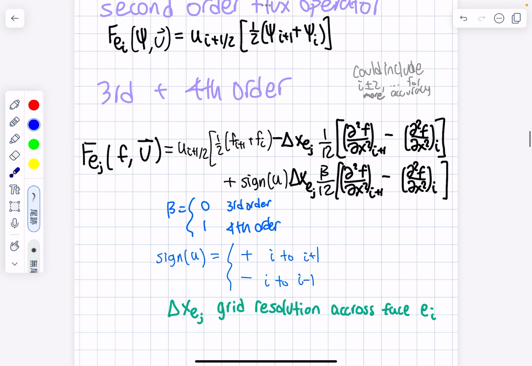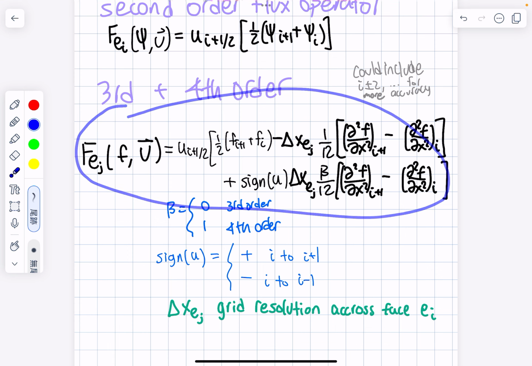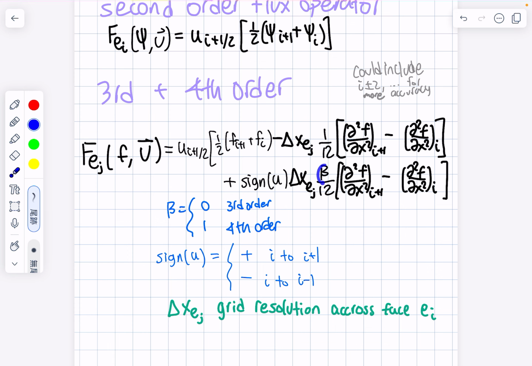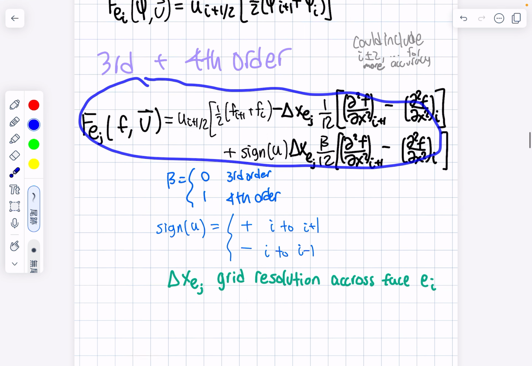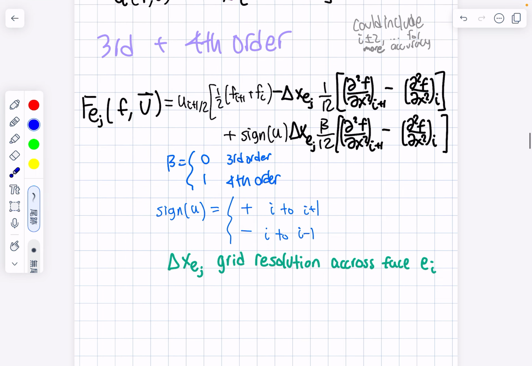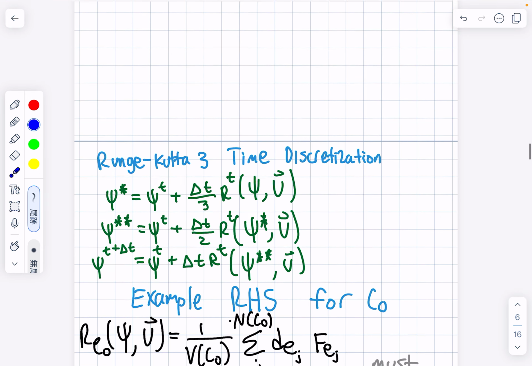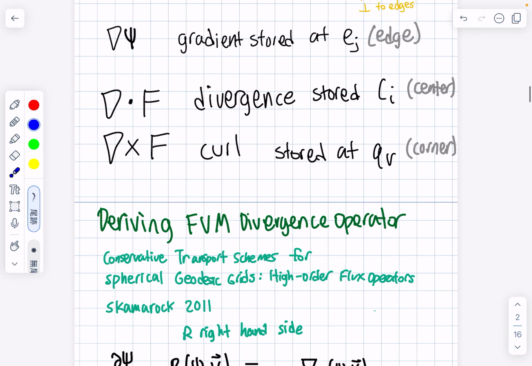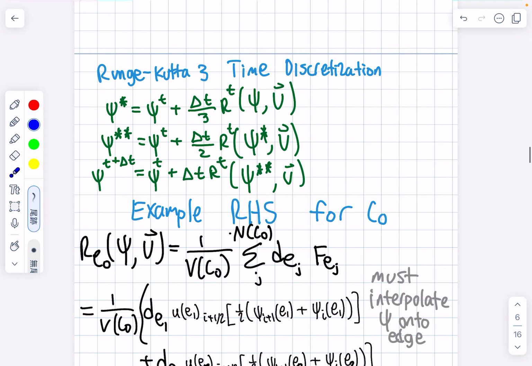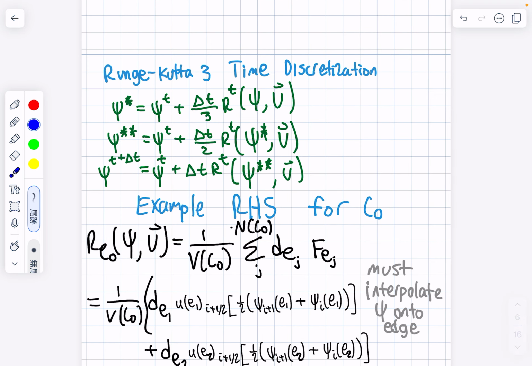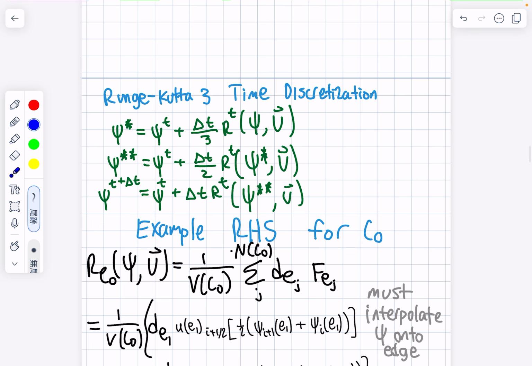And then for third and fourth order, we have this one equation. If you want it to be third order, you make b 0, so this whole part goes away, and then this is third order. Fourth order would include this, and then we have this weird sign thing as well. How this is derived, I have no clue, but I'm sure there's some paper somewhere that talks about it. But again, this is from the Skamarock 2011 paper. But now we have solved the right-hand side of the equation.